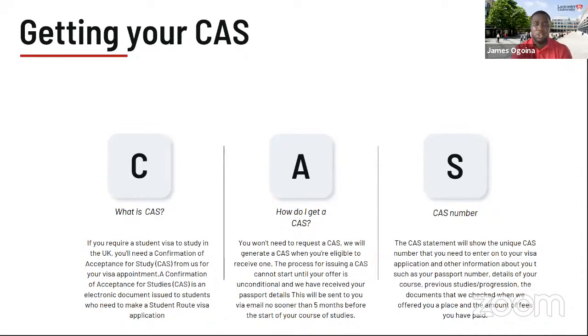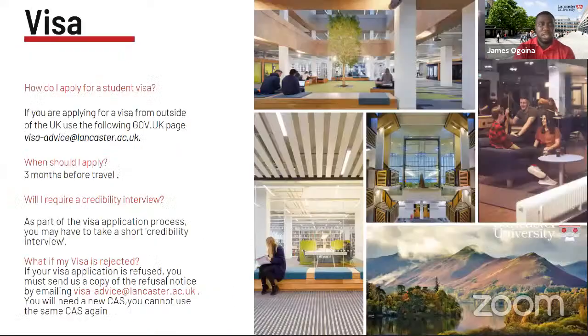It contains all your program details and your passport details, and you can then use this document to apply for your visa. If you don't have this document, you cannot apply for your visa application to the UK. We have a dedicated team on campus who can advise you on what to do and documents to provide when filling your visa application. The email address is there on the screen, visa-advice@lancaster.ac.uk.